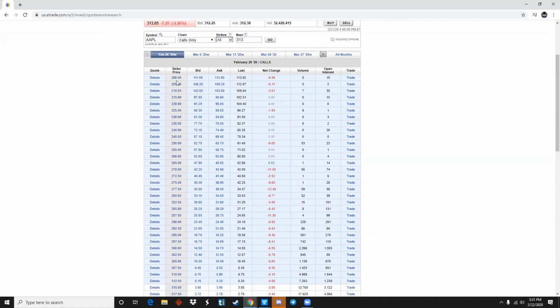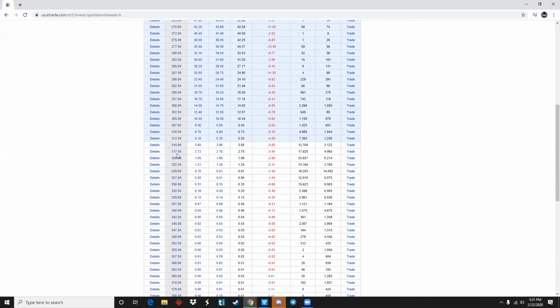These are contracts that are going to be near the 313 right down here. So at 313, these are in the money, and these are out of the money. They're going to be cheaper. So I'm going to pick a $320 call. It shows that the current bid is 185 and the ask is this. So I'm going to go ahead and hit the details on this.